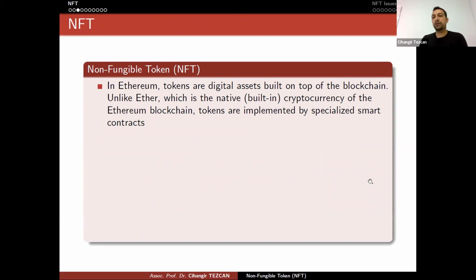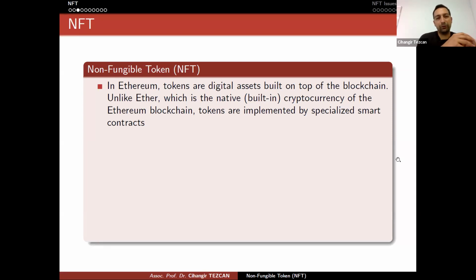So NFT is one of the use cases we have seen so far. There's also a hype here, and again there are also some security issues, but it allows us to sell digital art, right? So previously it was not that easy. So we can see this as a useful use case scenario.